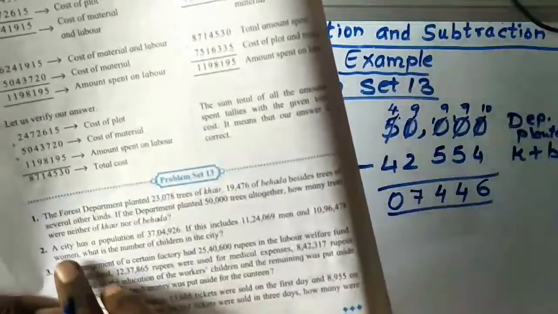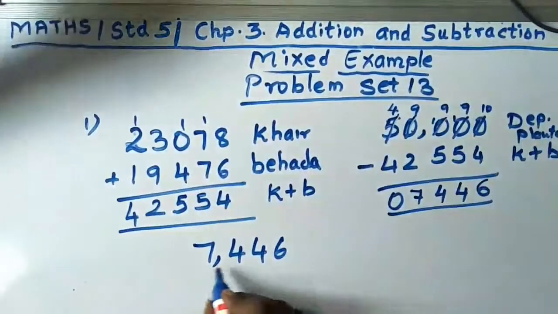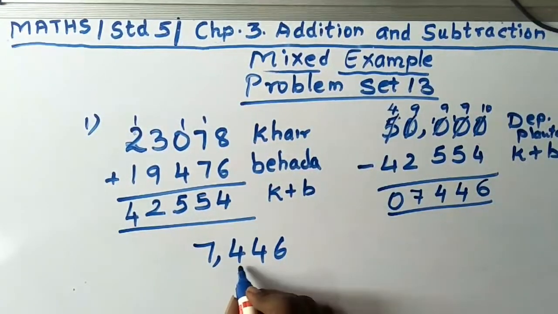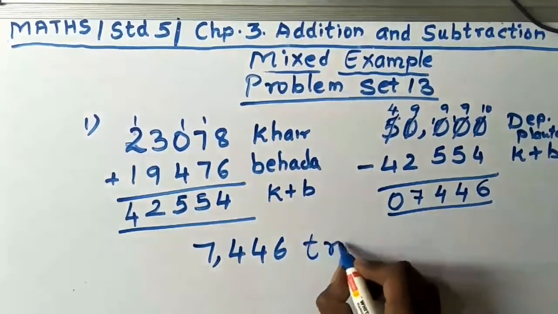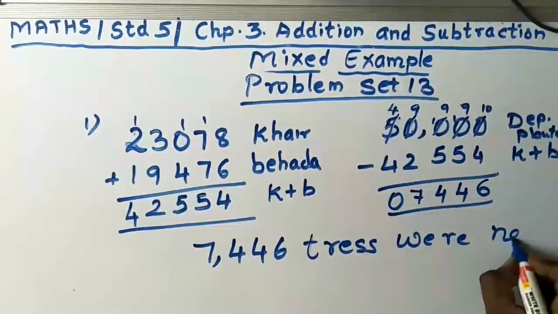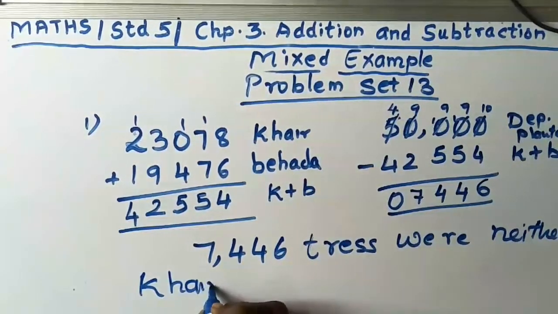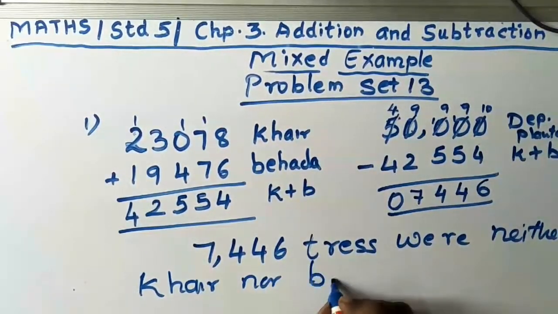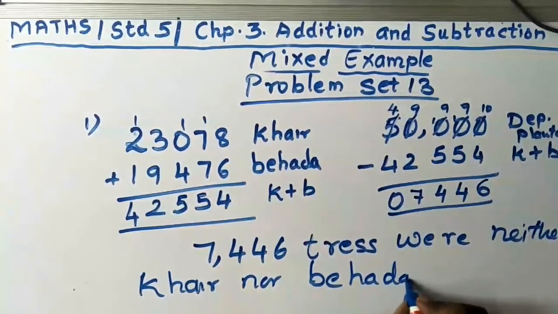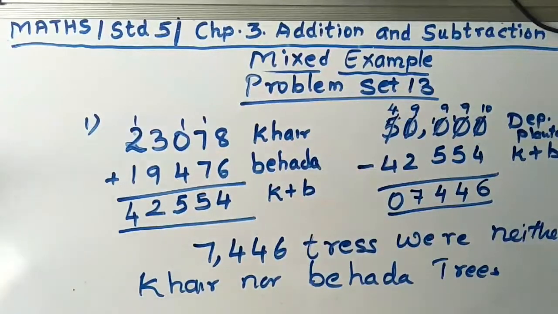How many trees were neither of Khair nor of Behada? So 7,446 trees were neither Khair tree nor Behada trees. So I hope you understood how to do the sums.